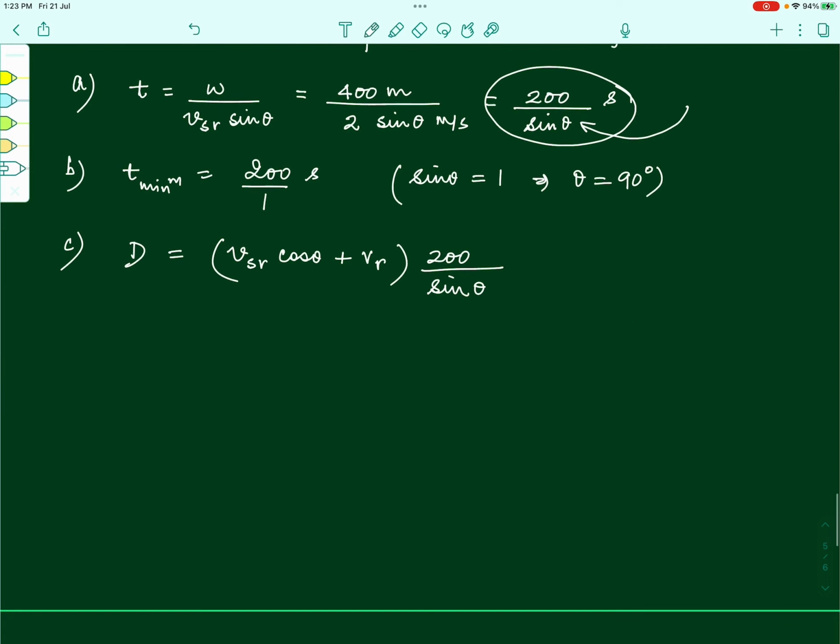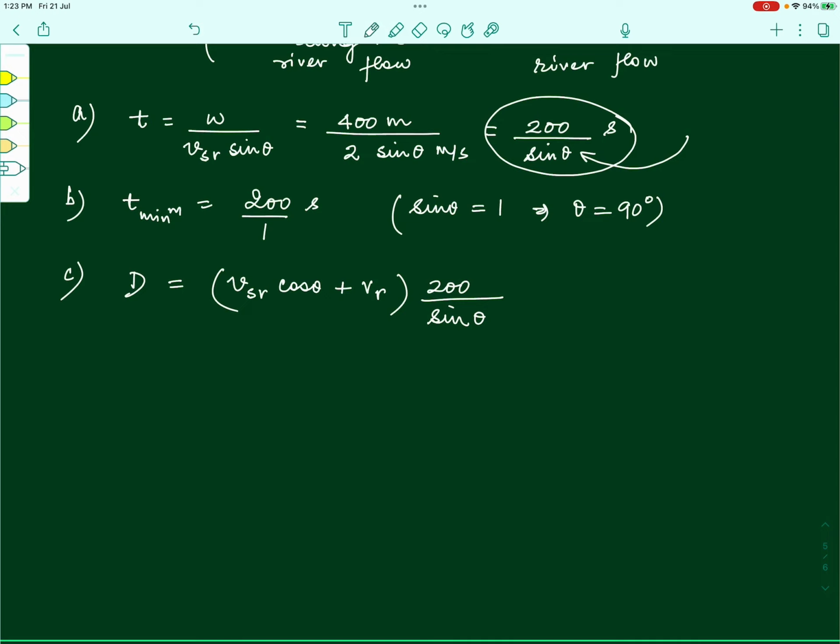So, we shall be using our basic method of minimizing quantities by differentiating d with respect to the variable on which it depends, which in this case is theta, and then putting it equal to 0. But before we differentiate it, let us simplify this expression a little bit. Let us take the sin theta inside the bracket beneath both the terms, so that we get VSR cos theta by sin theta, which is cot theta, plus VR into 1 by sin theta, which is cosecant theta, multiplied by 200. This is what we are getting for d, and now let us differentiate this d.